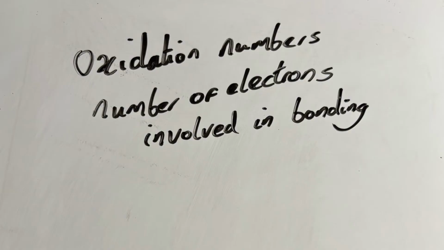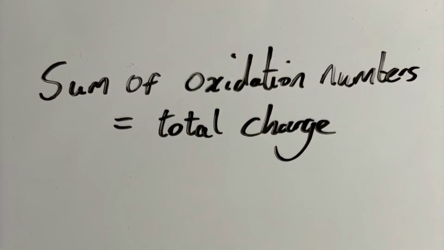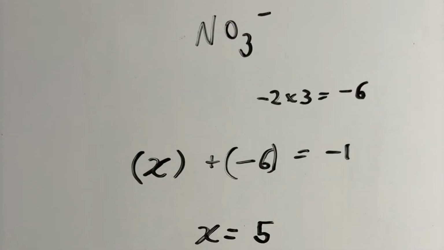Next up, we have something called oxidation numbers, which is a simple way of saying the number of electrons involved in bonding. Now, it's always 0 for elements. Things like O2 have an oxidation number of 0. It's also important to note that it's not the same as ionization, and so the sign comes before the number. Now, the sum of oxidation numbers in a compound is equal to its total charge. And that means we can use the charge to work out other oxidation numbers.